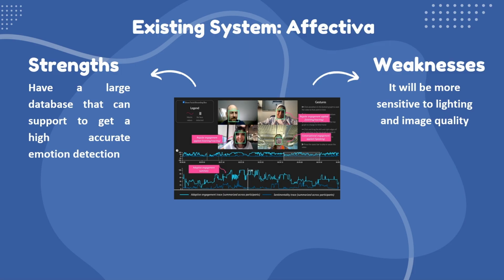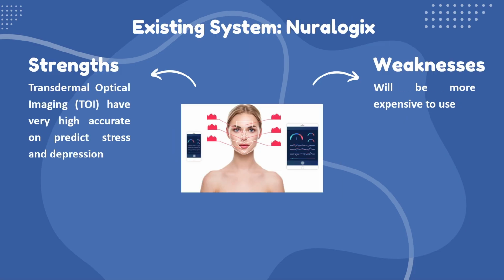The strength of this Affectiva is that it has a large database that can support high accuracy emotion detection. And the weakness is that it is more sensitive to light and image quality. The second one is NuraLogix. The strength is that the transdermal optical imaging has very high accuracy in predicting stress and depression. And the weakness is that it is more expensive to use.